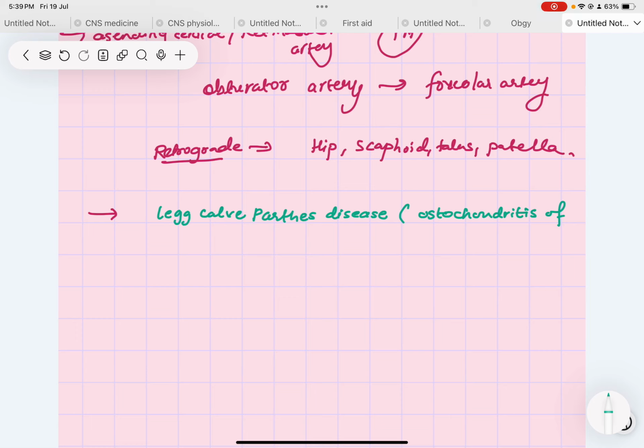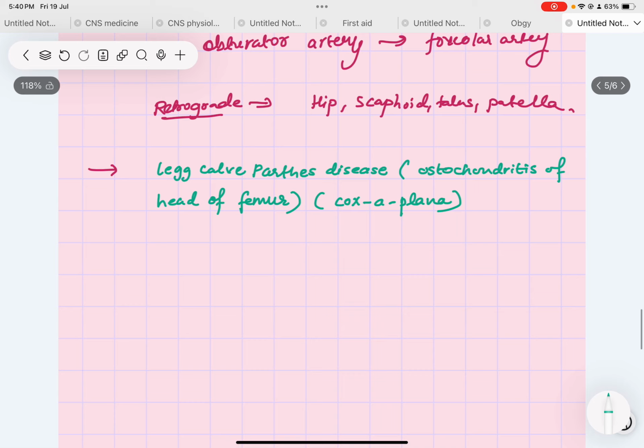Osteochondritis of the head of the femur, or coxa plana. So how do you exactly define this Perthes disease and what is the pathophysiology?